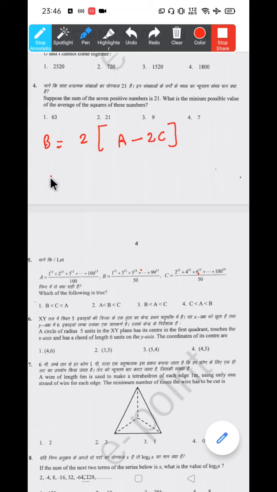So what can you say? B equal to 2A minus 4C. So if I put 2A equal to B plus 4C, A will be equal to B by 2 plus 2C. Correct? So this is your A, it is addition of this. So can you see that C is the least one, I think?